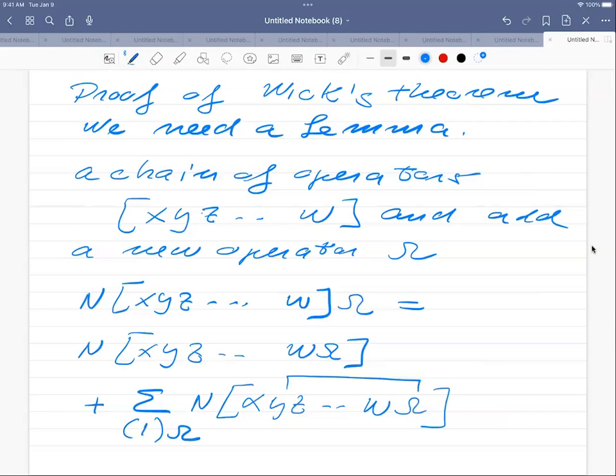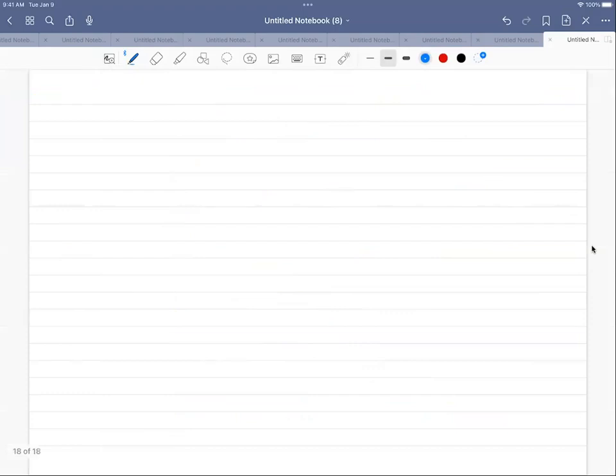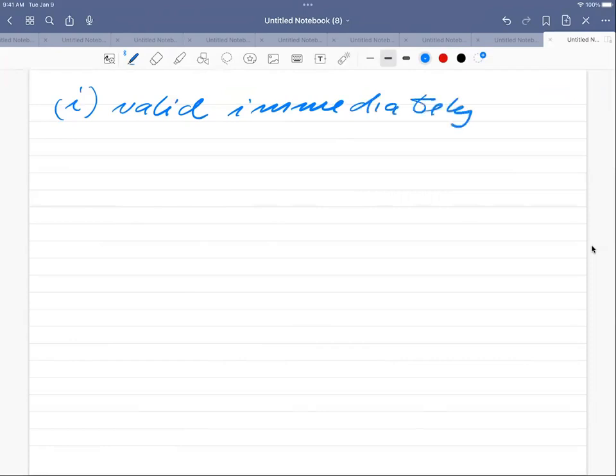And this lemma is something which we can easily prove by the following observations. So let's write these observations down. This lemma here is valid immediately if omega is an annihilation operator. Then you can easily see that that's actually the case. And we will discuss that a little bit next time as well.